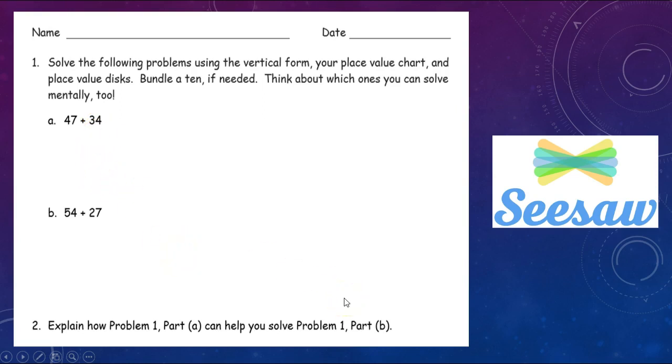If you need to, you can use those place value discs that we got yesterday to help you solve the problem. So you're going to solve these two problems, and then down here it says explain how problem 1, part A, so this one, can help you solve problem 1, part B, this one.